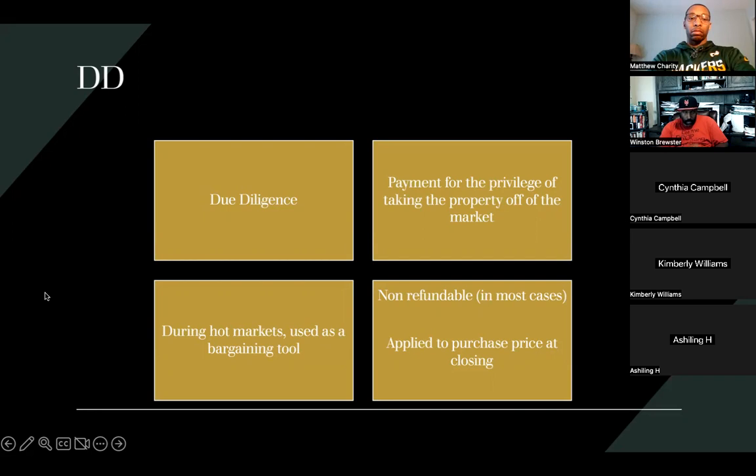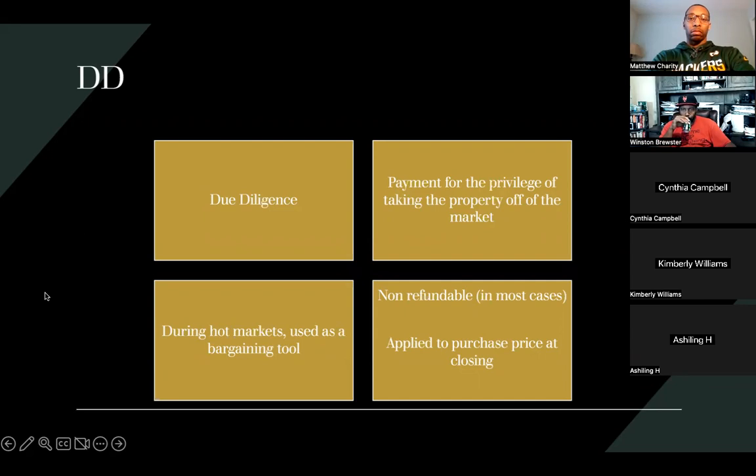Because if they do, they're going to lose $50,000. So you can be pretty sure that sale is going to go through, no matter what they ask you to do. You can say, nope, nope, nope, not doing anything, and they're probably not going to walk away. Now the market is back to normal, and we're not seeing that used so much as a tool, but it certainly was. Due diligence is non-refundable, but it is applied to the purchase price, so you're not paying an extra 50,000 for the property when you close.